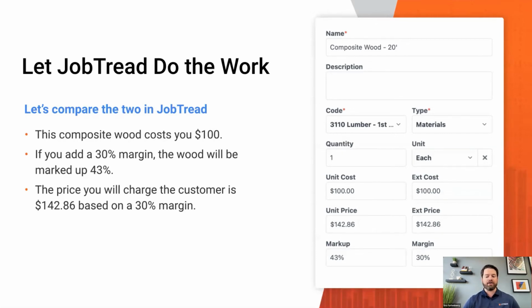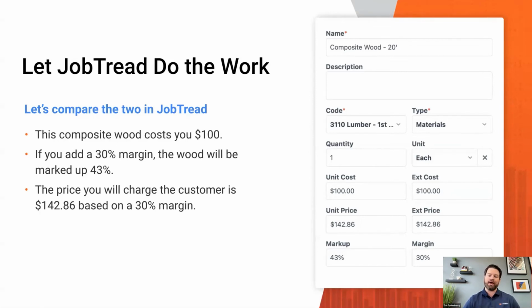You can come in here and play with any one of these numbers in JobTread, and it'll show you the impact on the price and the impact on your profit margin. But at the end of the day, we really want people to hone in on what their target margin is.